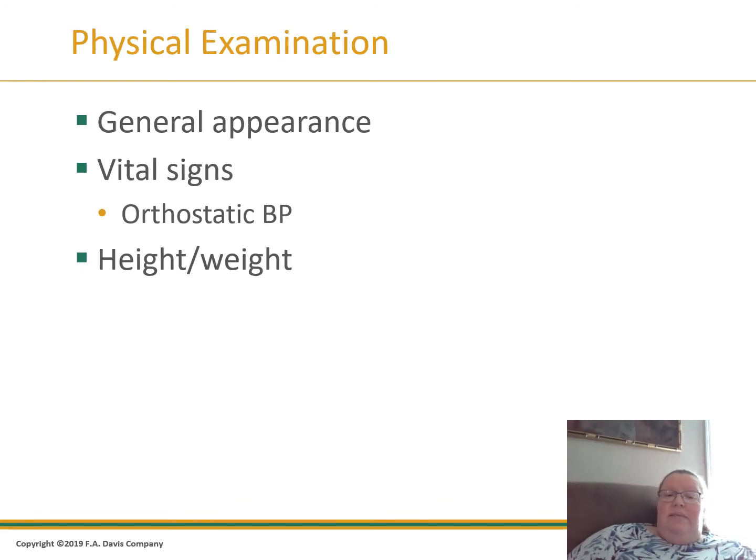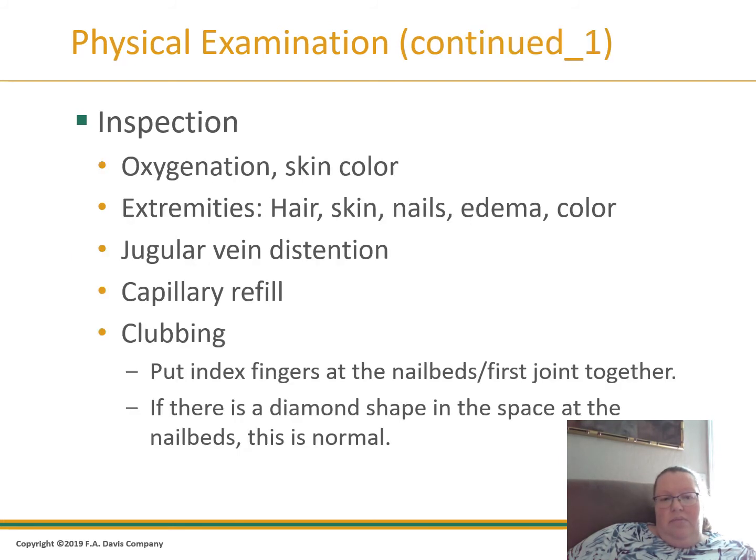Your physical exam, what's the general appearance? What are the vital signs? Orthostatic blood pressure. If we're here specifically for cardiac issues, not only are you going to want to get a blood pressure laying down, sitting up, and standing up, okay? Because they change significantly. But if it's too significant, then they could be suffering from orthostatic hypotension, and that could be really dangerous, okay? And of course, the height and weight.